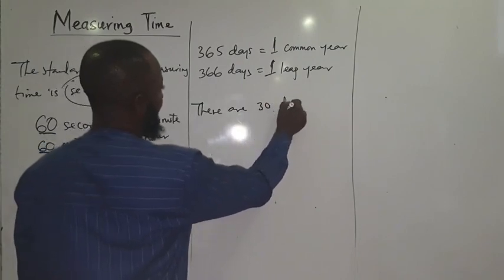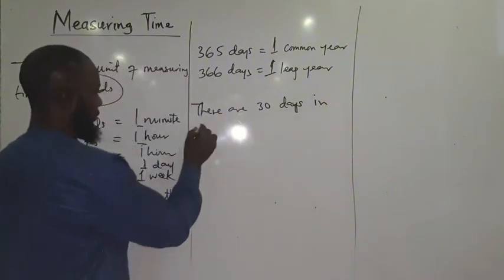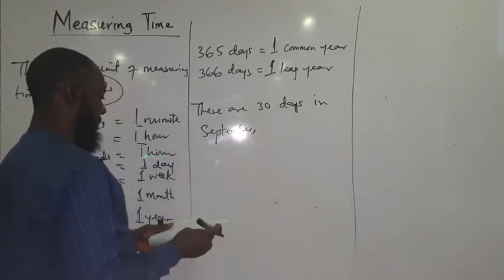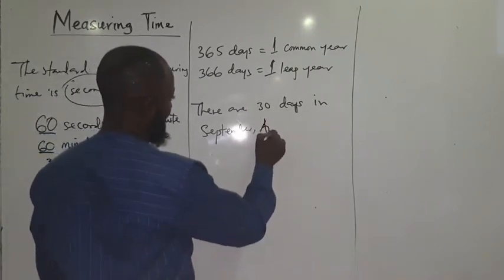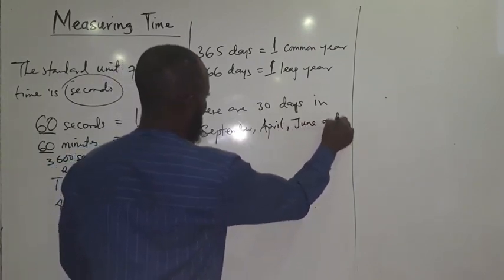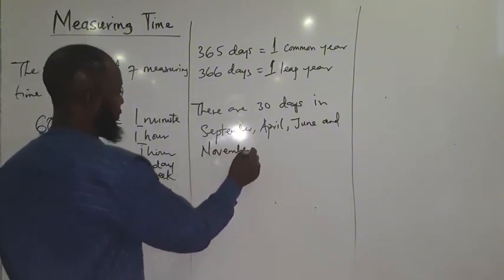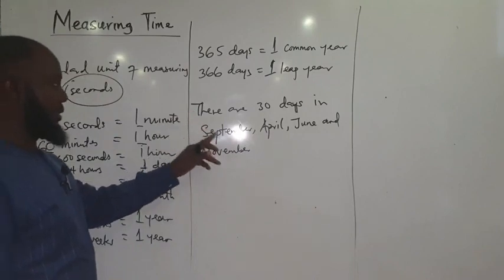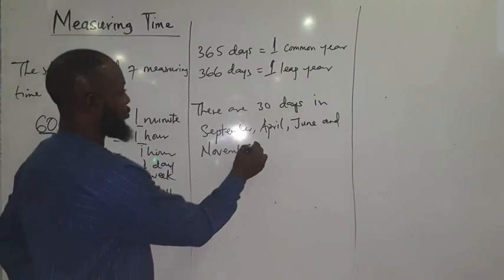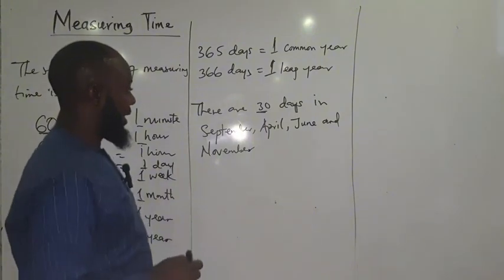in September, April, June, and November. So these 4 months with 30 days are September, April, June, and November. The rest will be 31, except February, which I explained earlier.